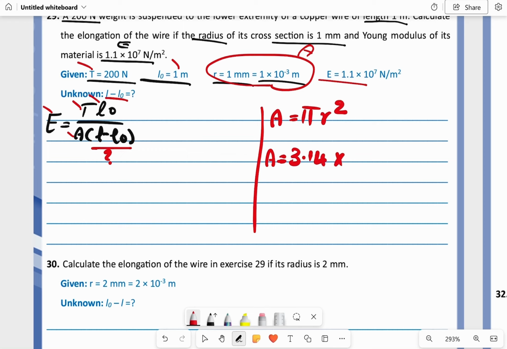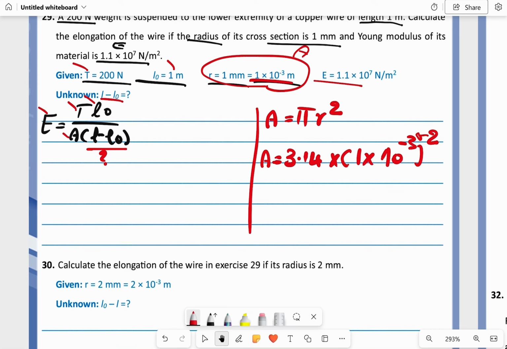Then area is equal to 3.14 times radius, which is 1 times 10 to the power of minus 3, squared, all of it. Then this one multiplied by this one becomes 10 to the power of minus 6. 3.14 multiplied by 1 is 3.14. So you have 3.14 times 10 to the power of minus 6 meter squared. If you have a problem with this one, you can just calculate it and you will get the result.